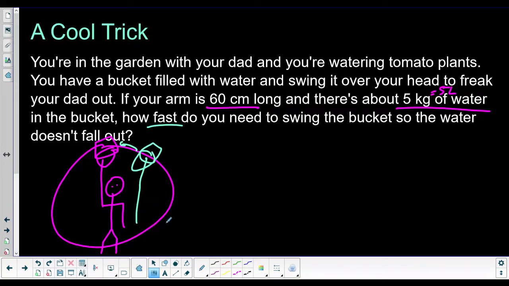And then your dad's here, all hunched over, digging in the garden and whatnot. And now he's covered in water. Ha ha ha. Funny, funny. Dad got wet.